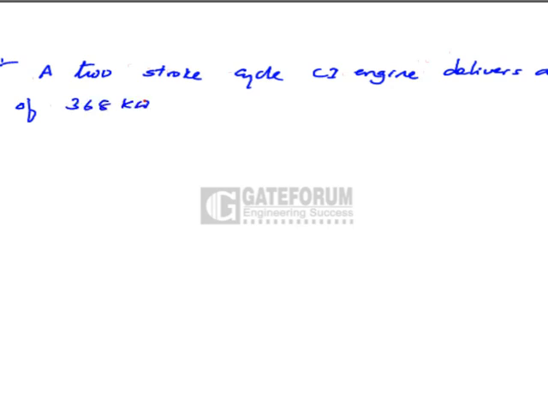A two-stroke cycle CI engine delivers a brake power of 368 kilowatts, while 73.6 kilowatts is used to overcome the frictional losses.